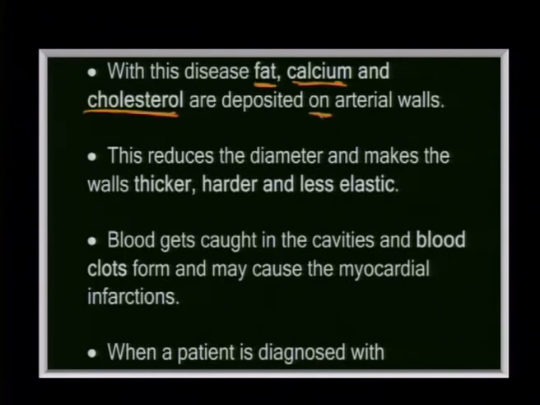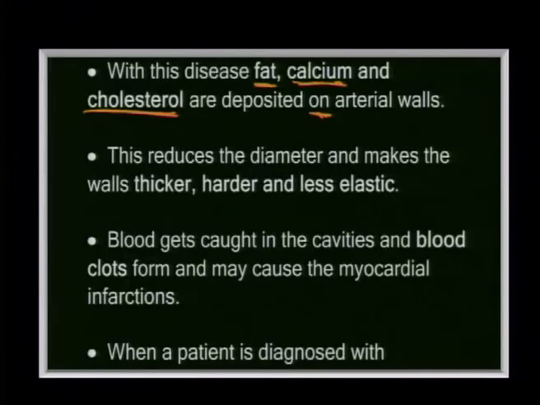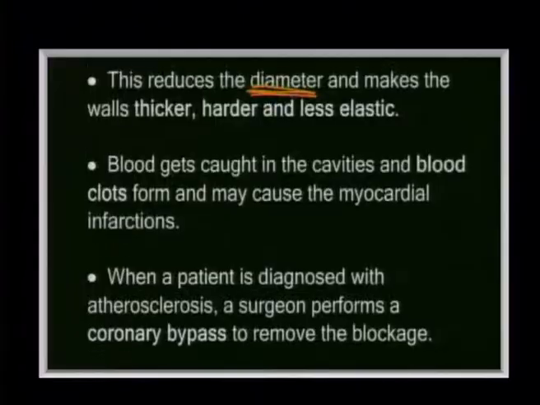Now, you've got to understand, you've got this lovely hose pipe, this tube that's all nice and clean. And now you've got a glob of fat that sticks there, and a glob of cholesterol sticks here, and a glob of calcium sticks there. And a calcium crystal sticks there, and it starts clogging up more and more until the lumen is vastly decreased. Okay, so it reduces the diameter and makes the walls thicker, harder, and less elastic, because you've got this gunk collecting on the inside of this lovely little artery.